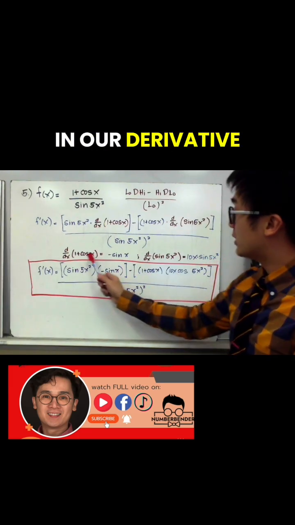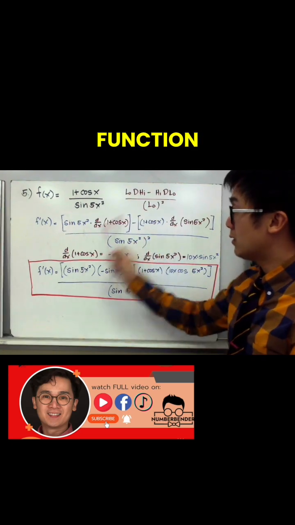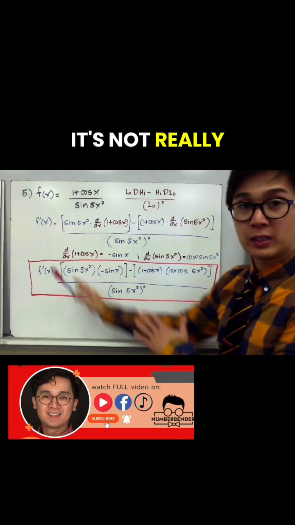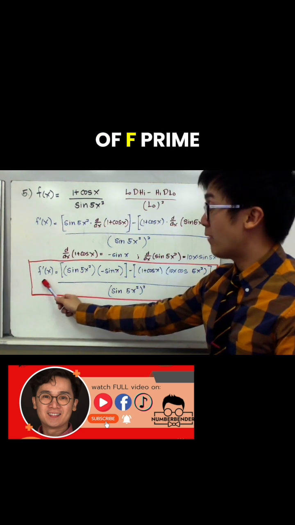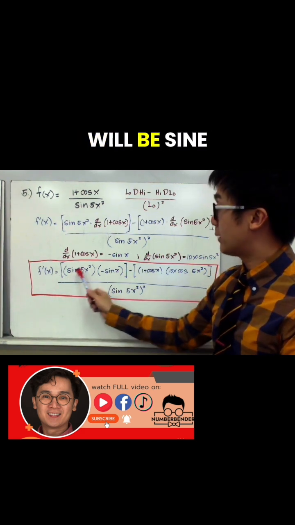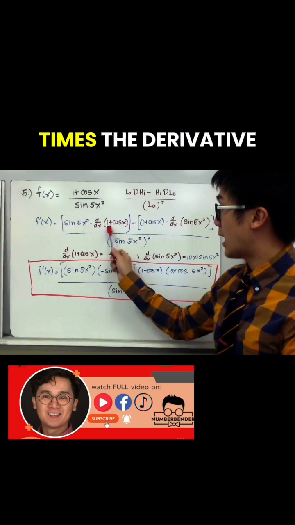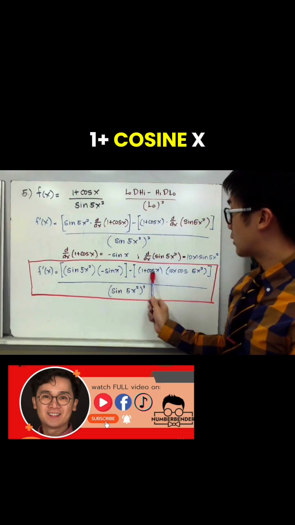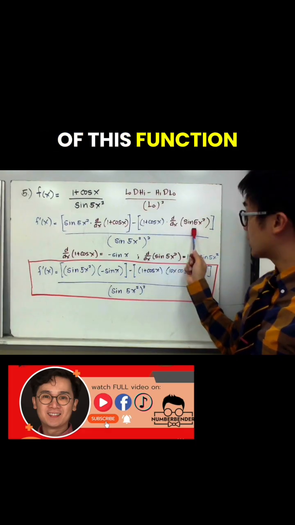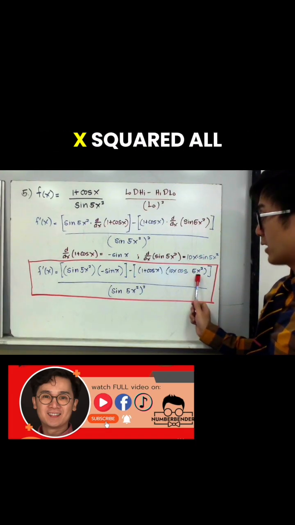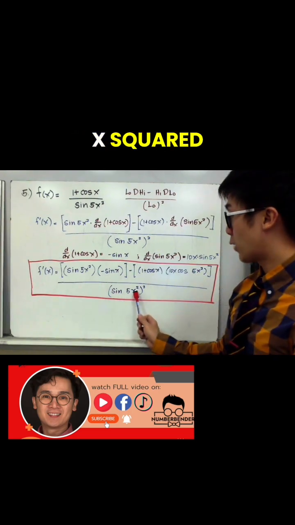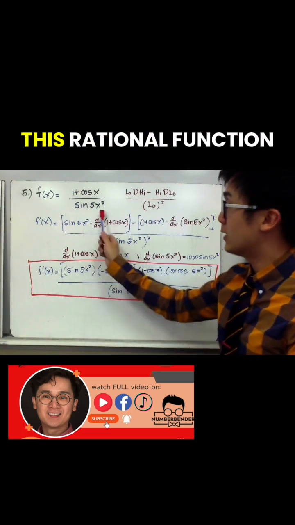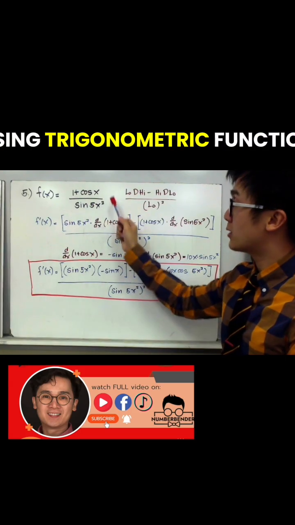And by plugging our derivatives into our rational function, f prime of x in simplest form will be, well, it's not really the simplest form, but the derivative f prime of x using our formula will be sine 5x squared times the derivative of this function, which is negative sine x, minus 1 plus cosine x times the derivative of this function, which is 10x cosine 5x squared, all over sine 5x squared, raised to the second power. And this is the derivative of this rational function using trigonometric functions.